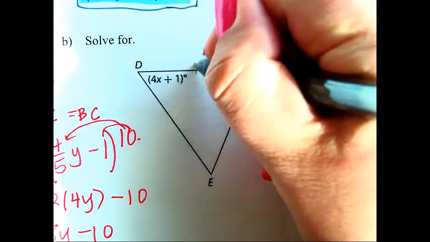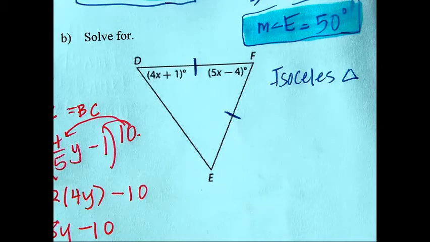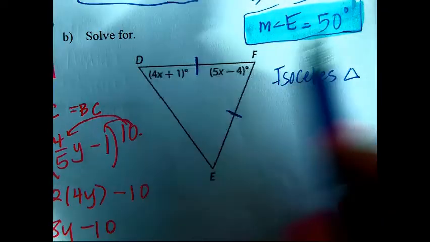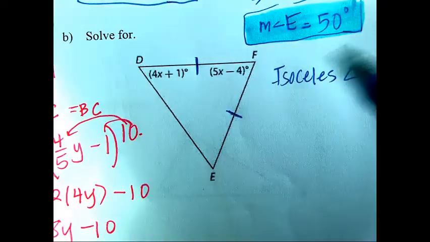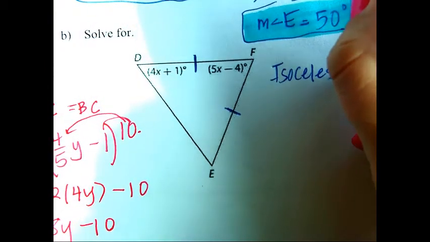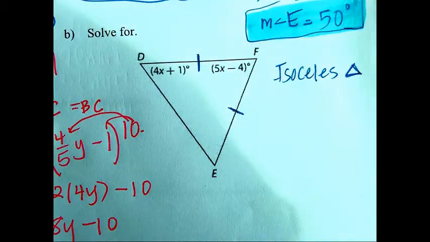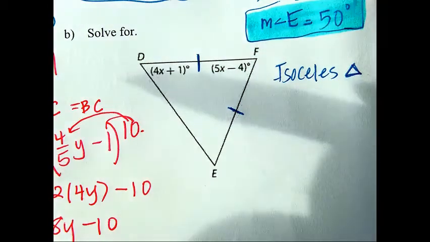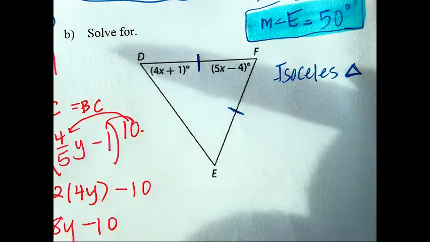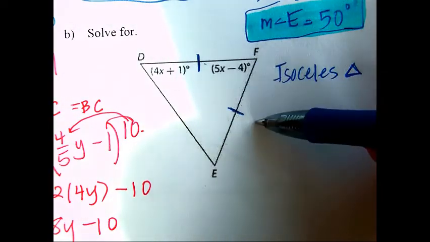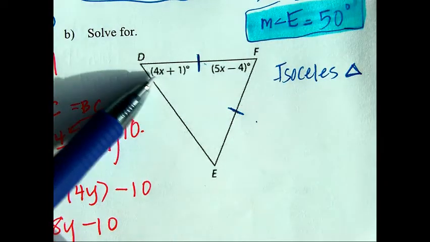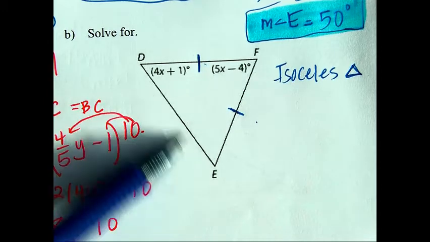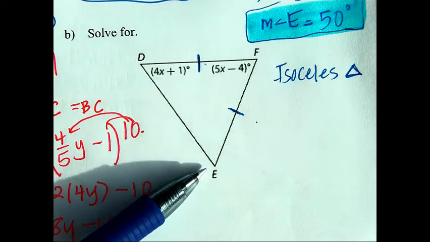An isosceles triangle means at least two sides of the triangle are congruent, which means that DF and FE are the same. On an isosceles triangle, the base angles are always congruent because of these sides. These sides are the same. So my base is going to be this DE down here, and my base angles are angle D and angle E. That's the main idea.